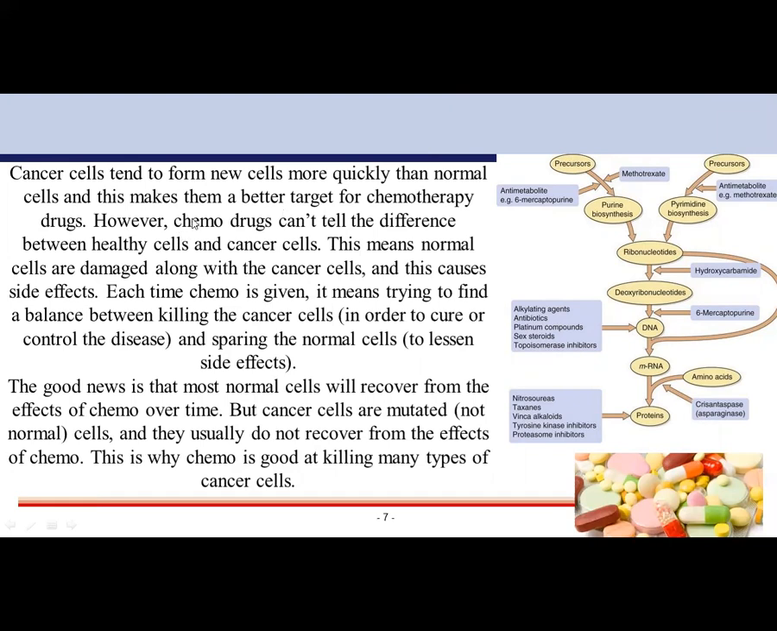However, chemo drugs can't tell the difference between healthy cells and cancer cells. This means normal cells are damaged along with the cancer cells, and this causes side effects. Each time chemo is given, it means trying to find a balance between killing cancer cells in order to cure or control the disease and sparing the normal cells to lessen side effects. The good news is that most normal cells will recover from the effects of chemo over time, but cancer cells are mutated, not normal, and they usually do not recover from the effects of chemo. This is why chemo is good at killing many types of cancer cells.